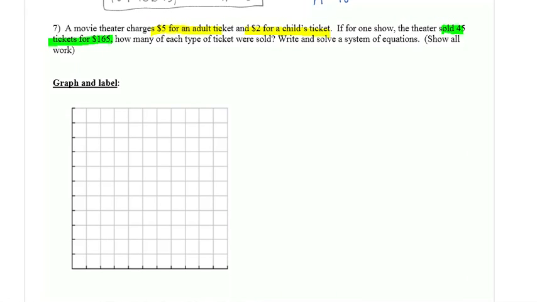So our two equations that we can set up, normally I would say A and C, but because we're dealing with our coordinate plane here, I'm going to say adult is x and child is y. So if they're $5 for an adult ticket, that would be 5x. It's $2 for a child ticket, that would be 2y. Altogether, they sold $165.